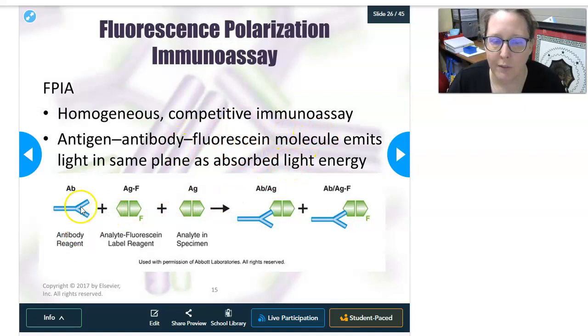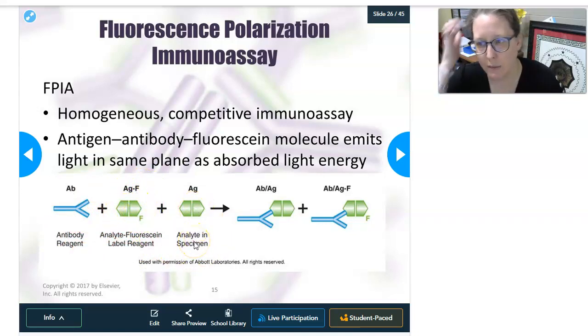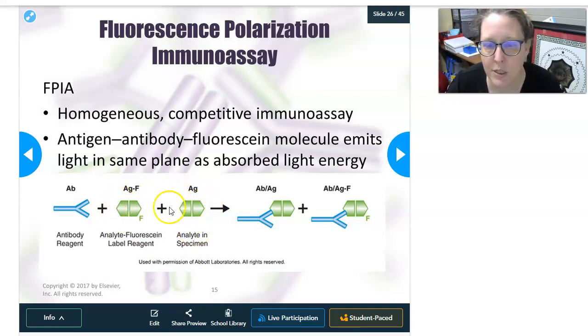So you have an antibody in the reagent, you have an analyte with a fluorescein label in the reagents, and then you have the analyte in the specimen. Again, it could be a drug, hormone, something like that you're trying to detect. Okay, so these two obviously are going to compete for binding to the antibody.